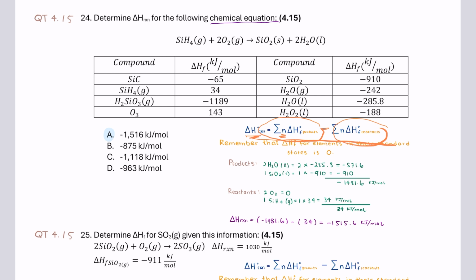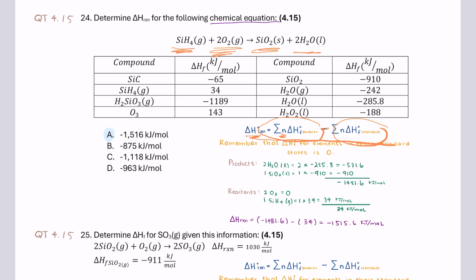Let's begin by identifying the values we need. The balanced chemical reaction is 1 mole of silane gas reacts with 2 moles of diatomic oxygen gas to form 1 mole of solid silicon dioxide and 2 moles of liquid water. From the table provided, we can look up the standard enthalpy of formation for each of these compounds. We'll start with the products.